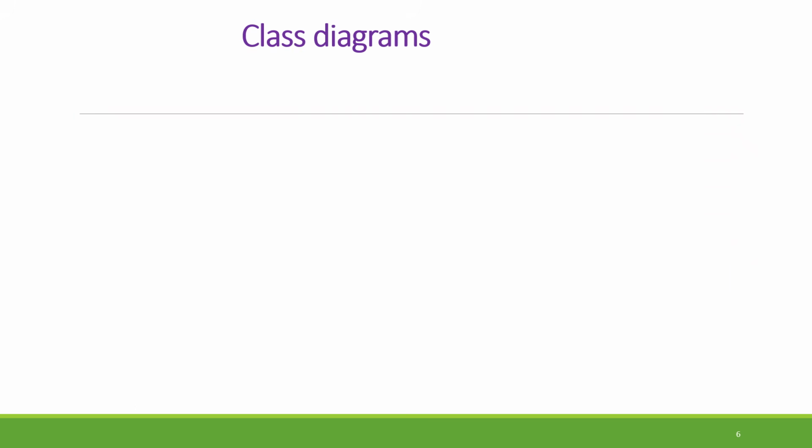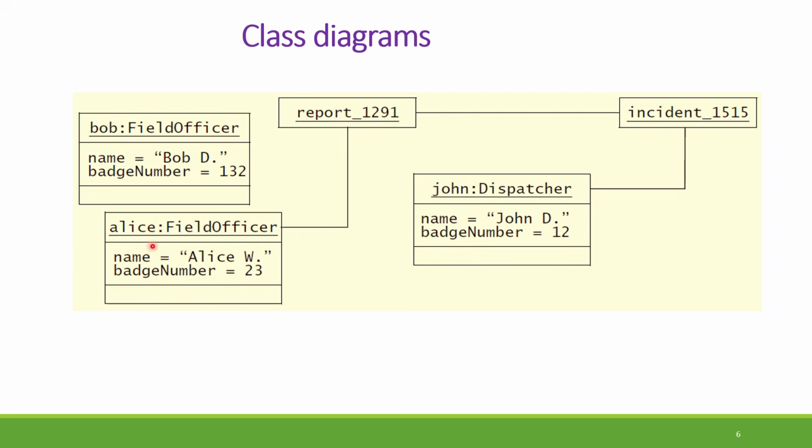Here, Bob and Alice are the two objects. These are written in small letters followed by a colon and the name of the class. These are the two attributes, name and badge, which are common for all the instances of FieldOfficer. And we are talking about a particular report. Report 1291 is the name of the report. Again, it is an instance of EmergencyReport.